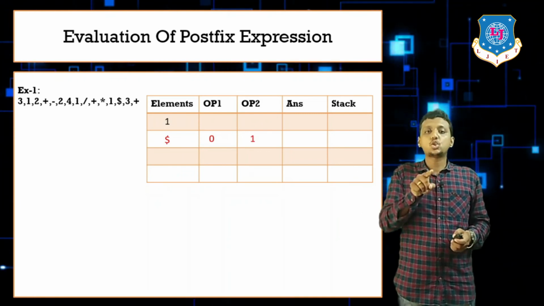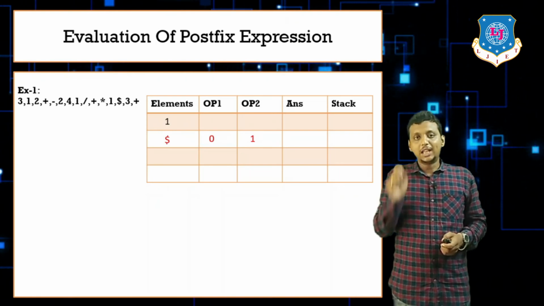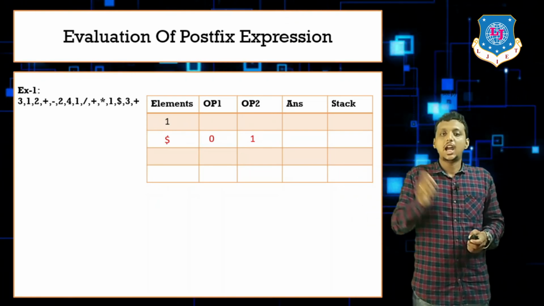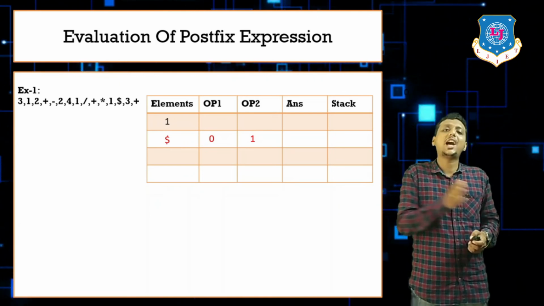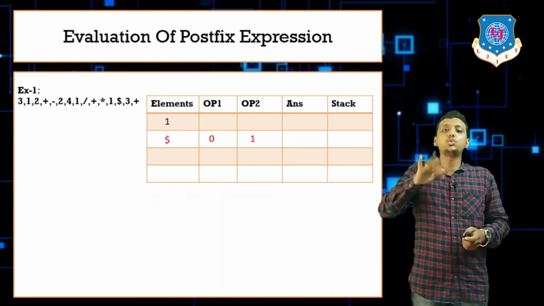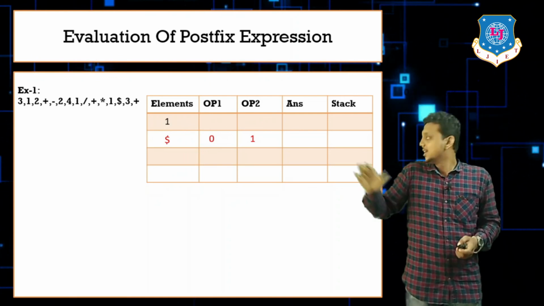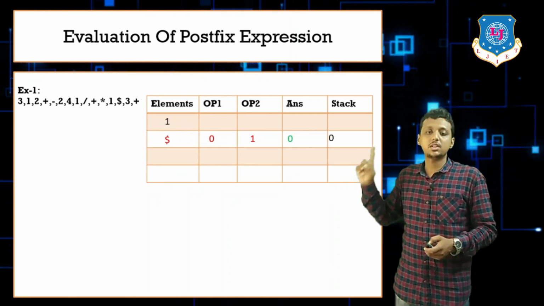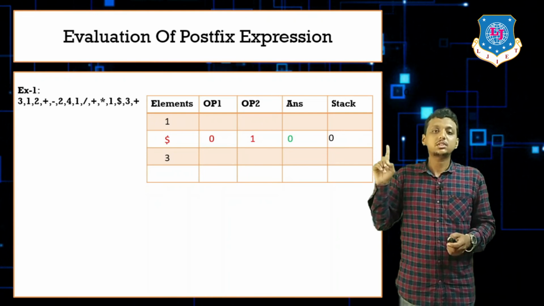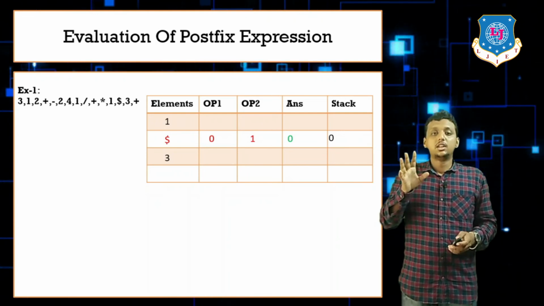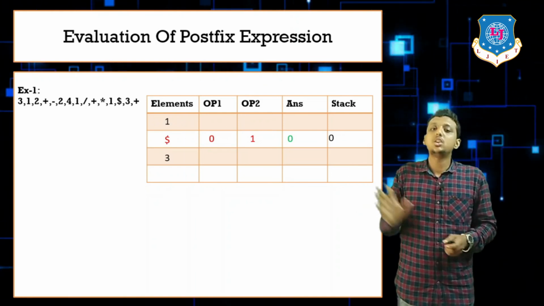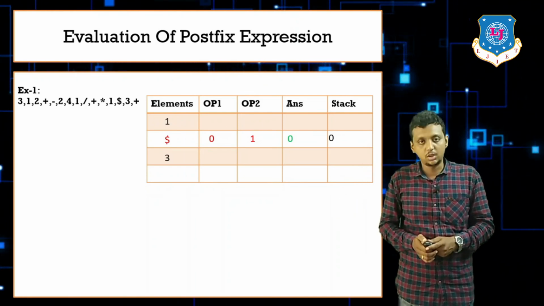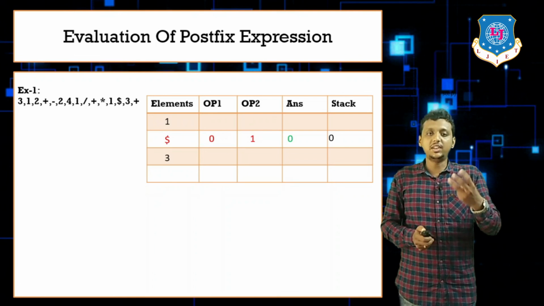Dollar shows the exponential operator. Either you get dollar, arrow, or caret. Students, all of these are exponential operators. That means 2 raised to 3, x raised to y. Same like that here. Sorry, repeat: 0 raised to 1 becomes 0. So your answer is 0. The stack contains 0 again.